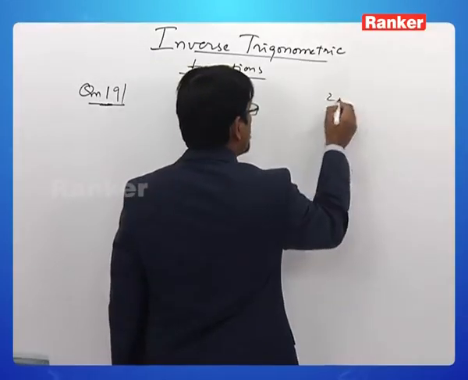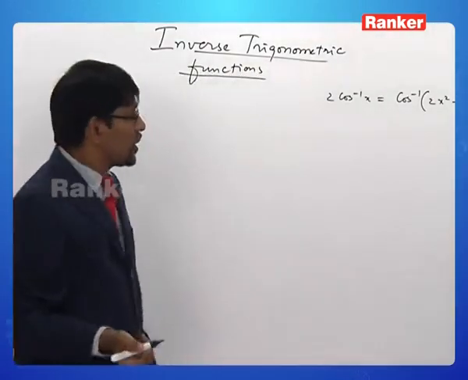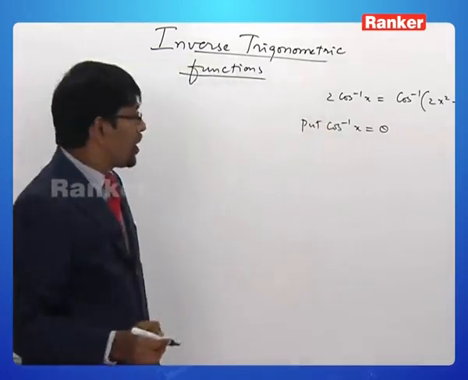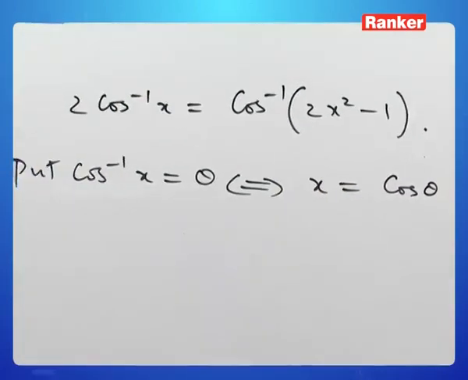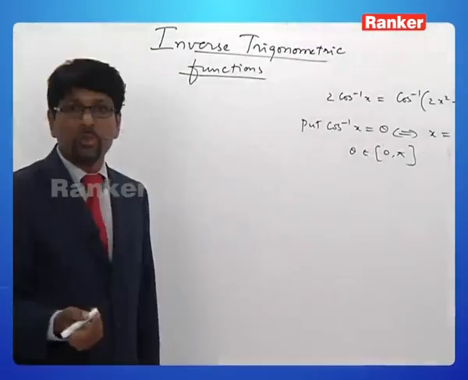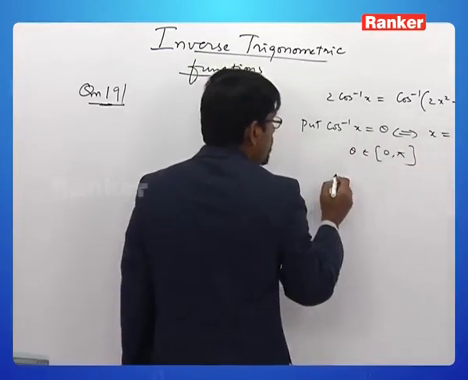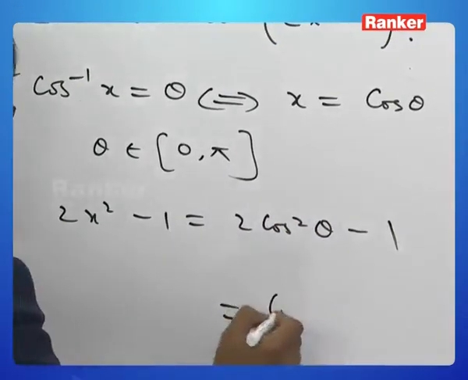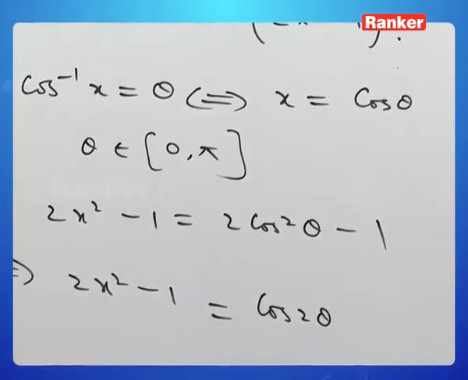Now, 2 cos inverse x is equal to cos inverse of 2x square minus 1. Look at this, we'll put cos inverse of x as some theta. This would imply x is cos theta. And now, theta should lie between 0 to pi. The principal domain of cos is 0 to pi. So x is cos theta, so 2x squared minus 1 will become 2 cos square theta minus 1. That's clearly cos 2 theta.